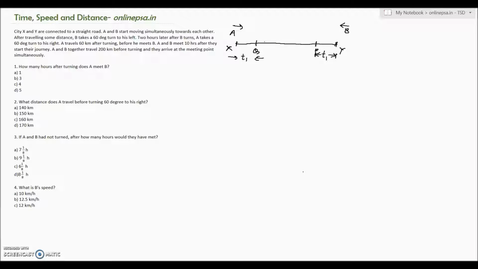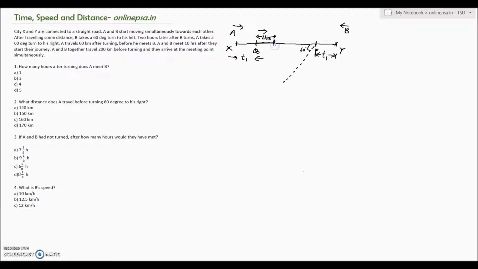2 hours later, after B turns. So after T1 time, B takes a turn towards its left. Let us assume this is the path B starts moving across. This is 60 degrees, as given in the question. B turns at this point, and 2 hours later, A continues to travel from the point Q in this direction. Let us assume that A covers this distance, which is the distance A can cover in 2 hours.